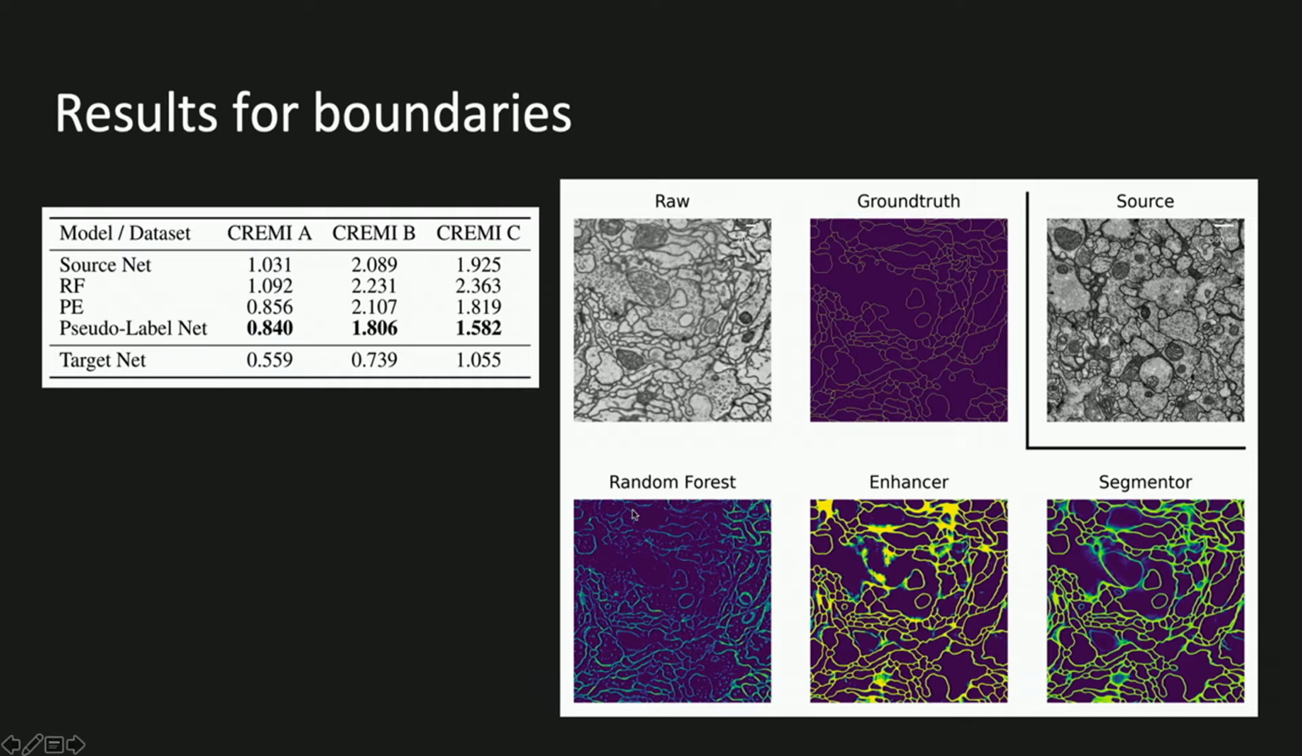And here you can also see that the random forest tries and is not so bad, but of course, if you put this enhancer on top, it gets much better. And then if you train for another iteration, it gets even better again.